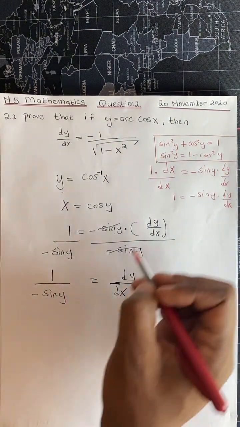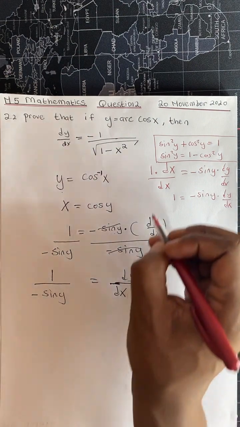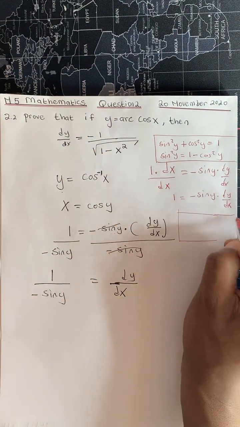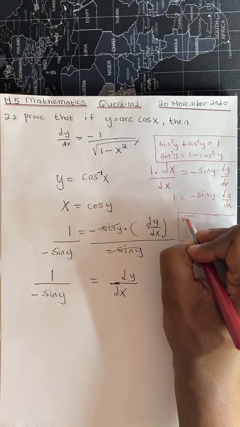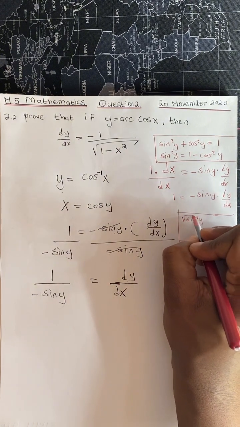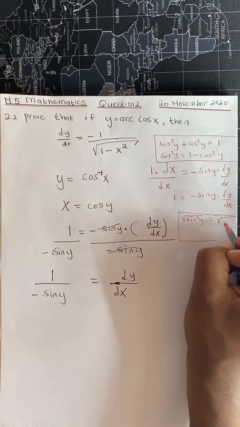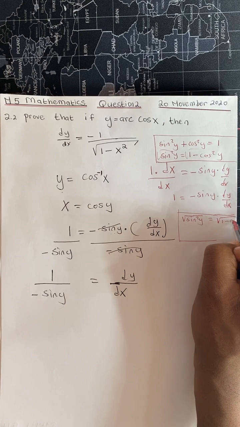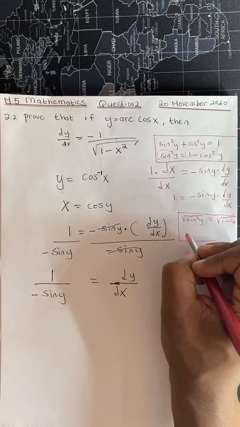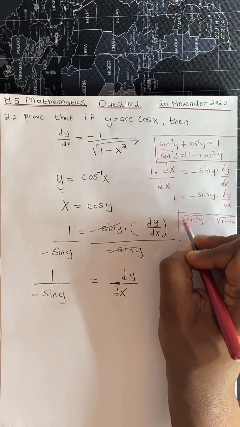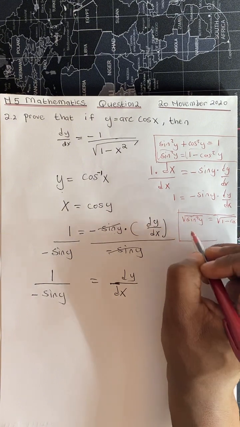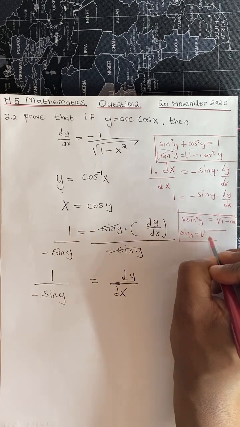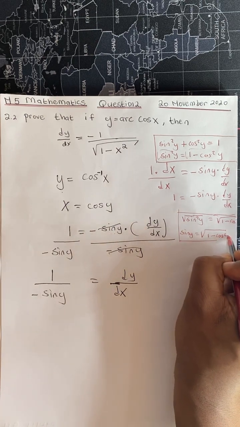But we have sine y here, we don't have sine squared y. So in order for us to have this sine y, we have to introduce the square root both sides. So we introduce the square root both sides. The square will remove that square root, and we'll be left with sine y is equal to the square root of 1 minus cos squared y.